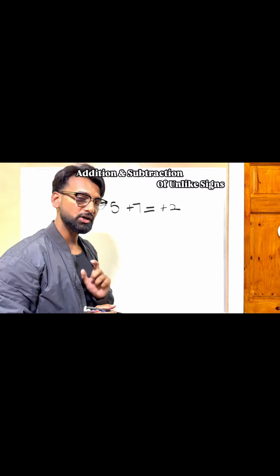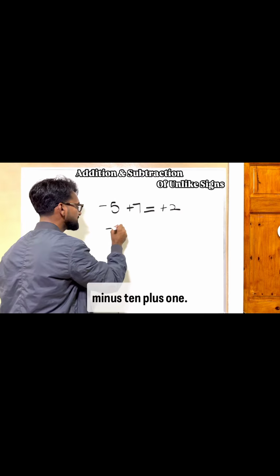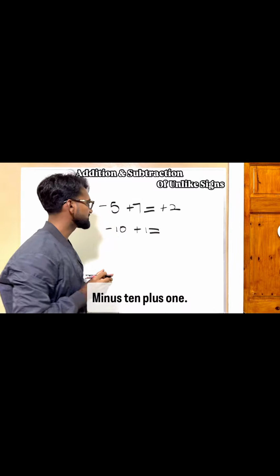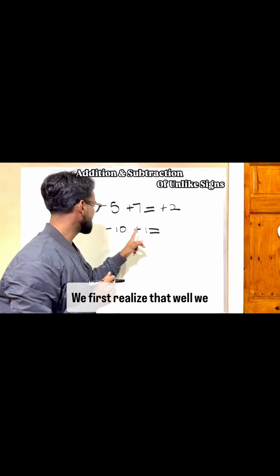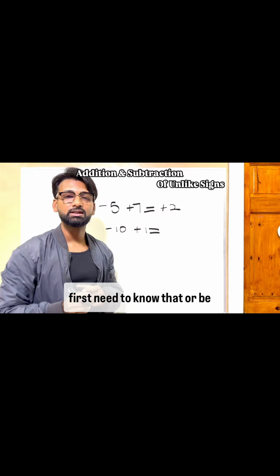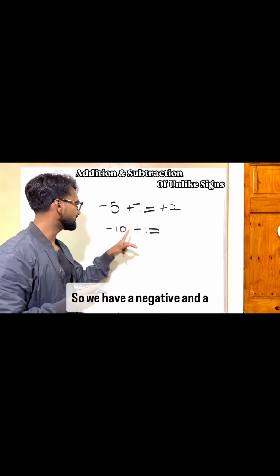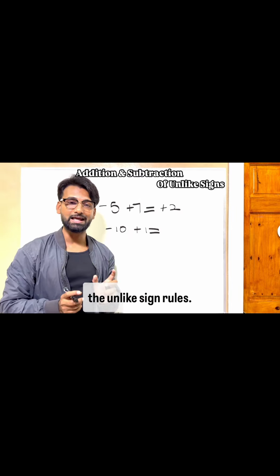Let us look at another example. Let's say, for example, we have minus 10 plus 1. Minus 10 plus 1. How do we work that? We first need to know or be aware that we have different signs or unlike signs. So we have a negative and a positive. So that means we need to use the unlike sign rule.